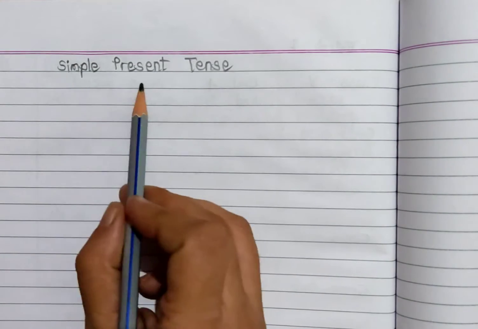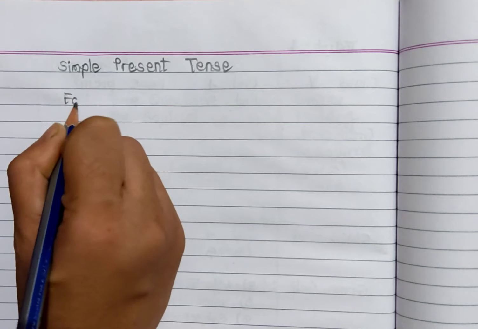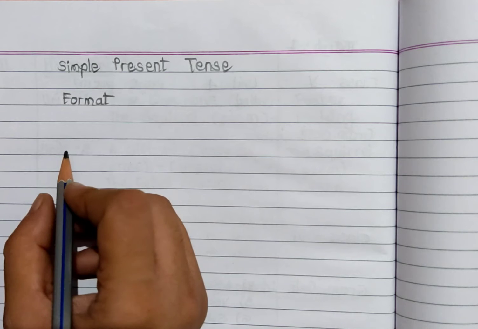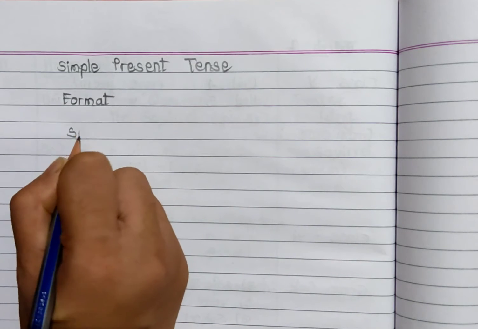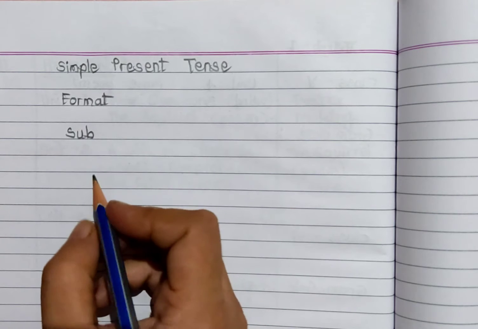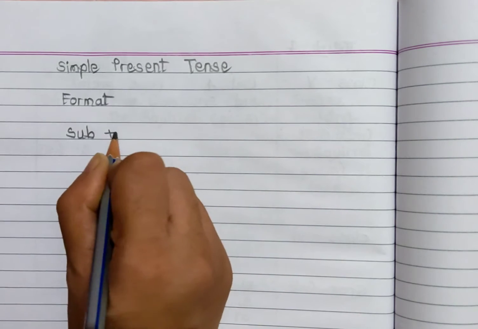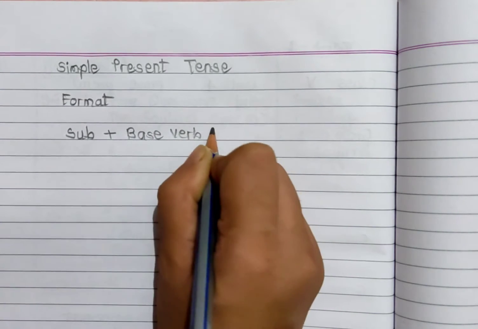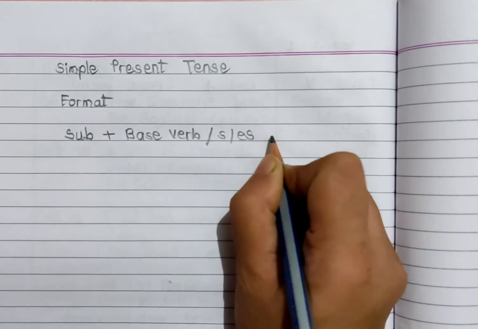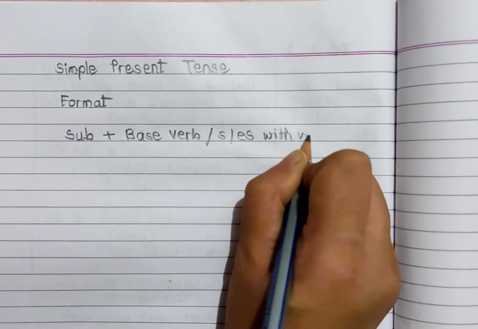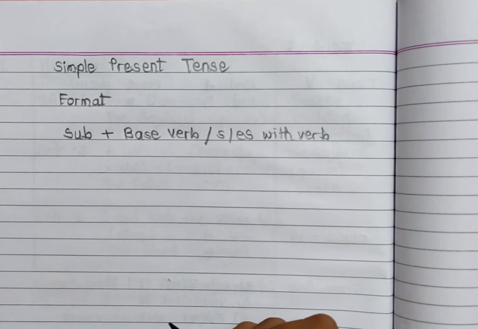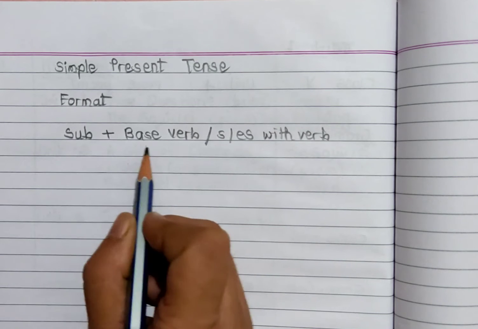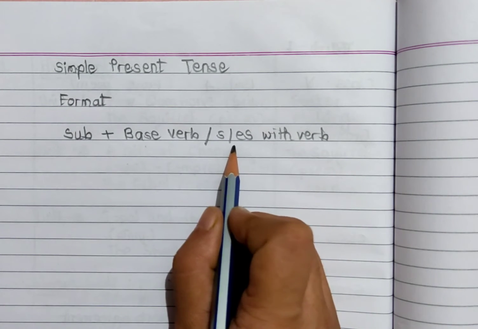Now look at students, simple present tense. What is the format for simple present tense? In simple present tense, you have to use subject. After subject, you have to use be's form of verb, or s or es with verb. Now, which kind of subject is there? So you have to use base verb. And which kind of subject is there? So you have to use s or es.